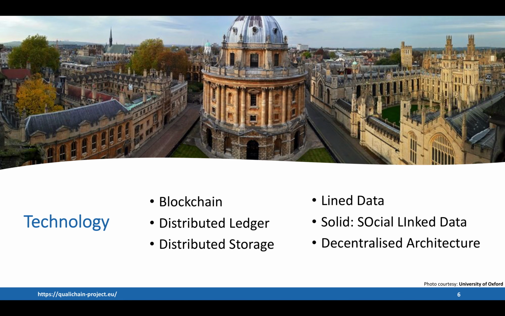So, we are looking at potential solutions to those problems. However, before moving on to the solutions, we quickly review some technologies that can help us reach them. In this paper, we explored the possibilities of using blockchain technology, distributed ledger, distributed storage, linked data, Solid technology, and decentralized architecture. We refer back to these terms frequently in the later half of this presentation.